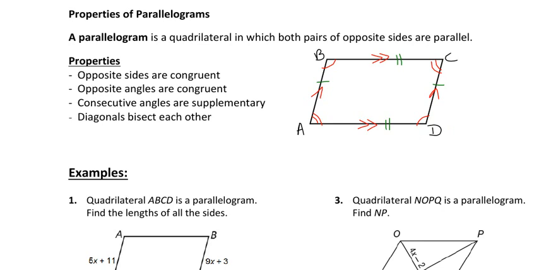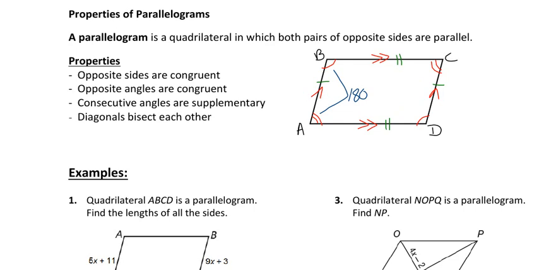The next one says consecutive angles are supplementary. Consecutive means the two that are together, such as A and B. It says that they are supplementary. That means they add up to 180. And we know that that is true because that actually comes from the fact that we have two parallel lines being intersected by a transversal. So any two consecutive angles are supplementary, such as A and B, or such as B and C are supplementary, C and D are supplementary, A and D are supplementary.